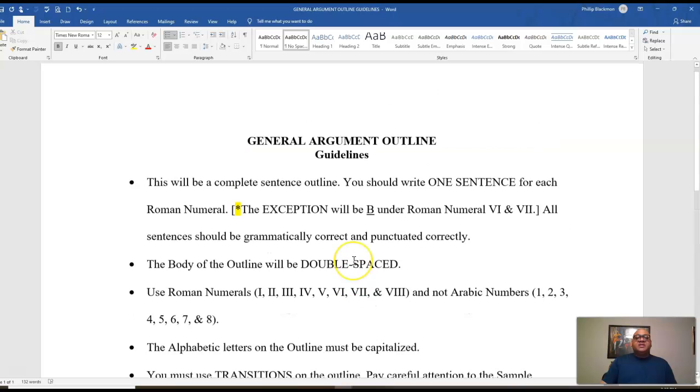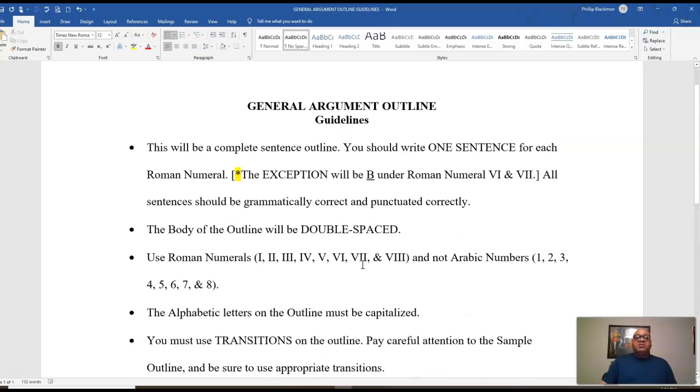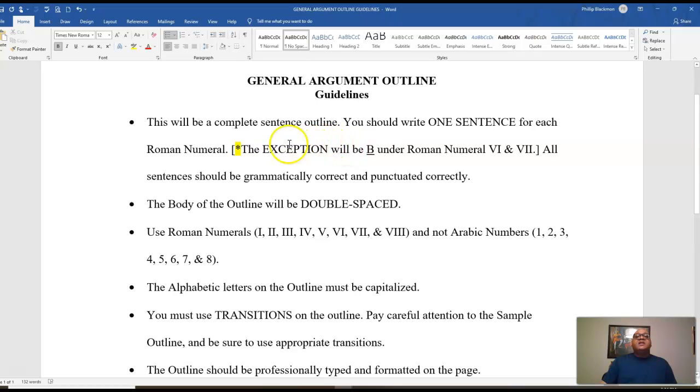When you do the general argument outline, look at this. Remember, this is going to be a complete sentence outline. Everything that you put on the outline will be a complete sentence. No fragments. You will be held accountable as far as your grade is concerned for grammatical mistakes. So be very careful. This is supposed to be a complete sentence outline. Everything on here should be one complete sentence. I'm looking for one complete sentence for each Roman numeral.